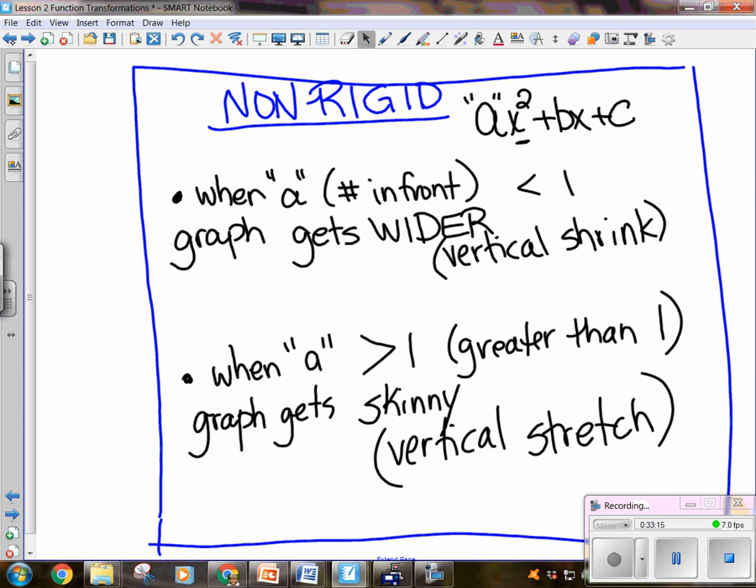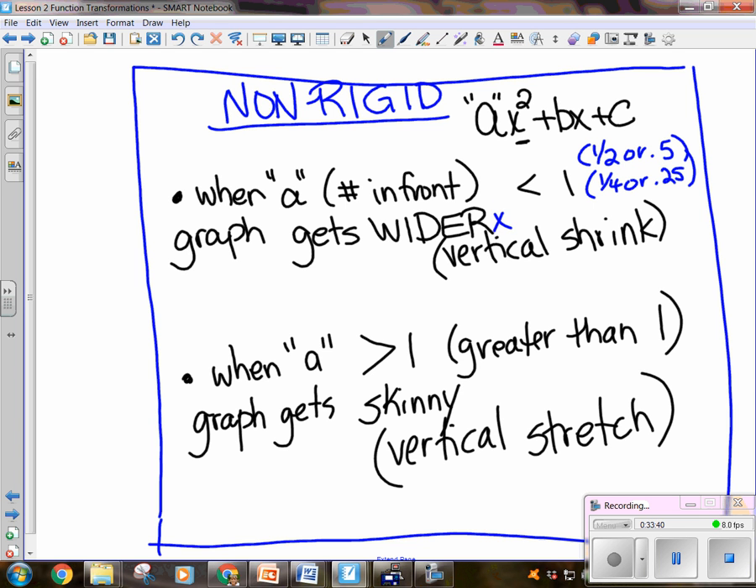If you want a second sticky note, or even on the back, this is talking about the A value. Remember, the A value is the number in front. When it's less than 1, like 0.5, or a fourth, 0.25, anything smaller than 1, your graph's going to get wider. It's going to vertically shrink, or it gets wider.